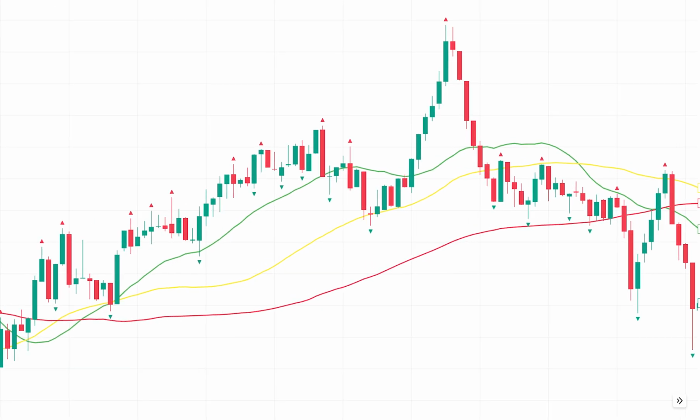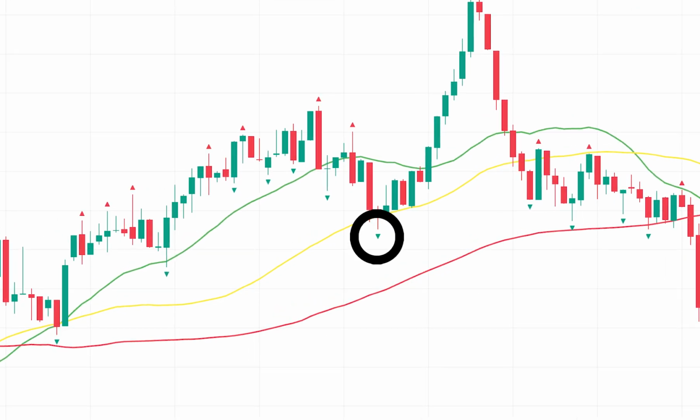To enter a buy side trade, the price has to pull back under the 20-day moving average or under the 50-day moving average. And then you also have to see this green arrow. So this is our entry signal.